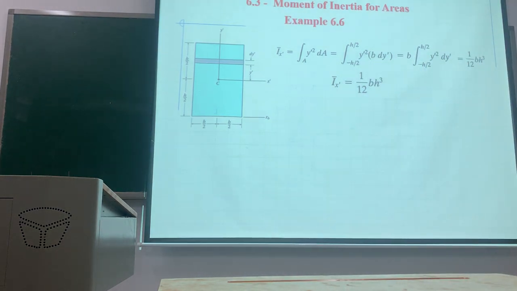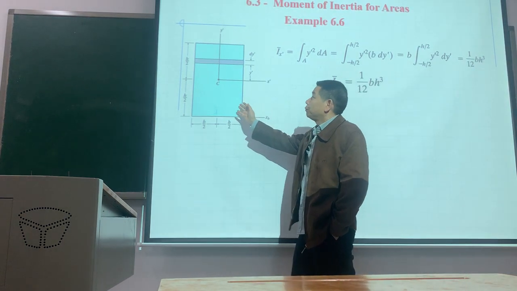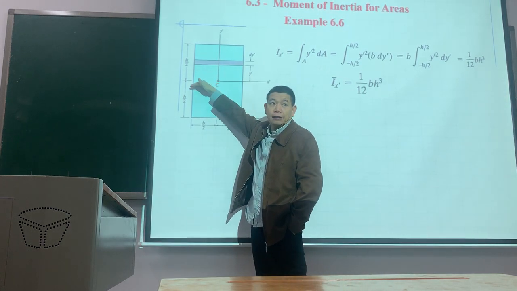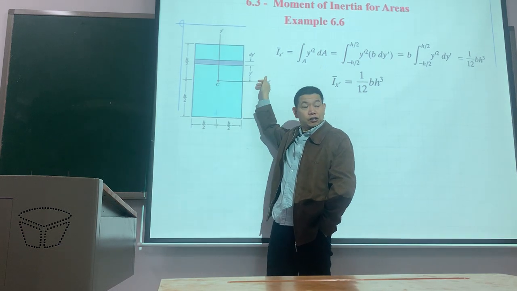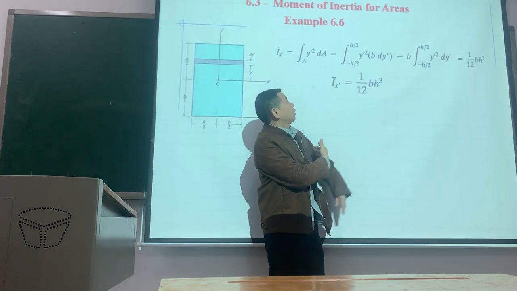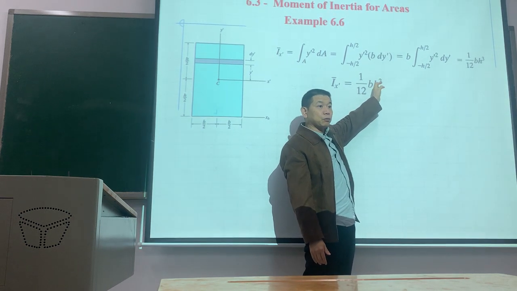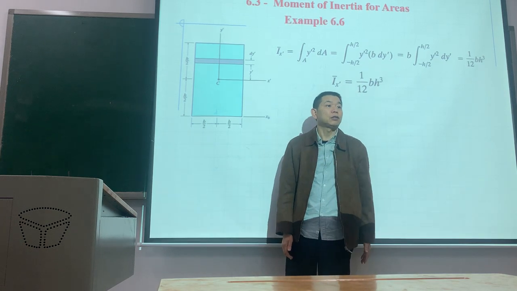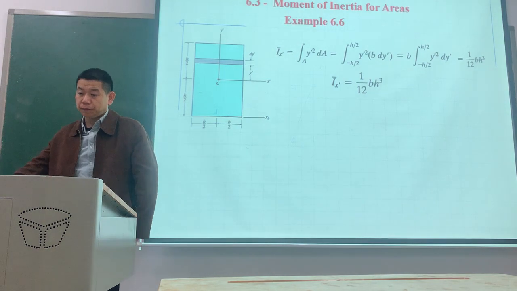For every rectangle, the moment of inertia about the x axis through the center is b h to the third power over 12. So we have to remember it.